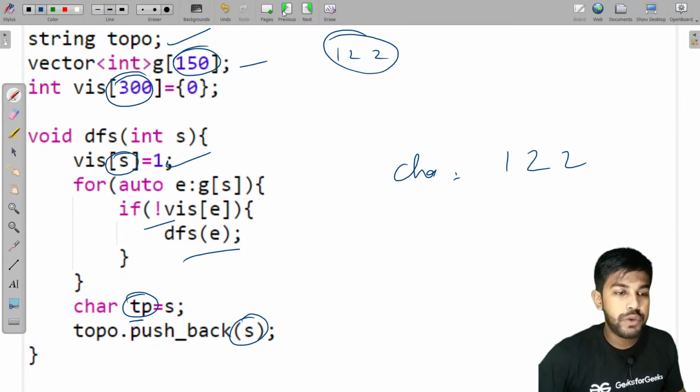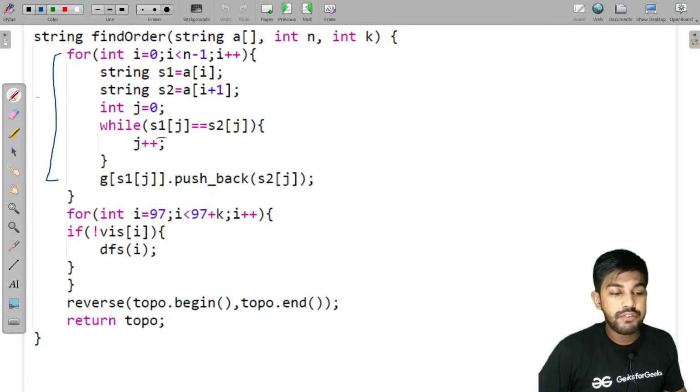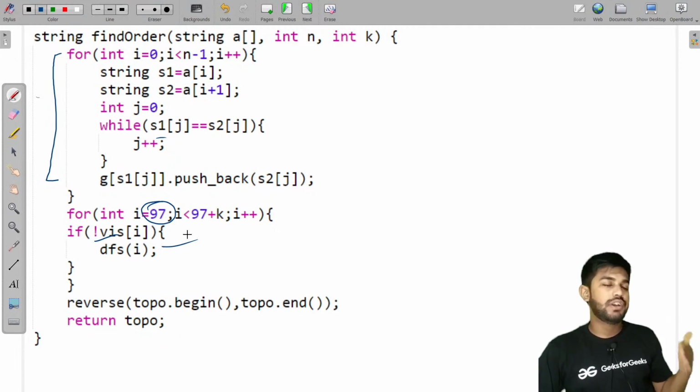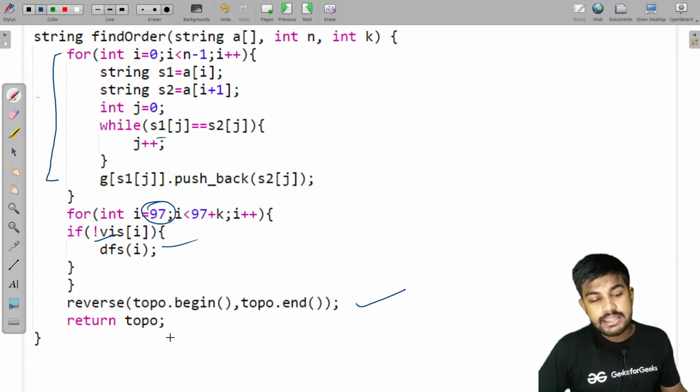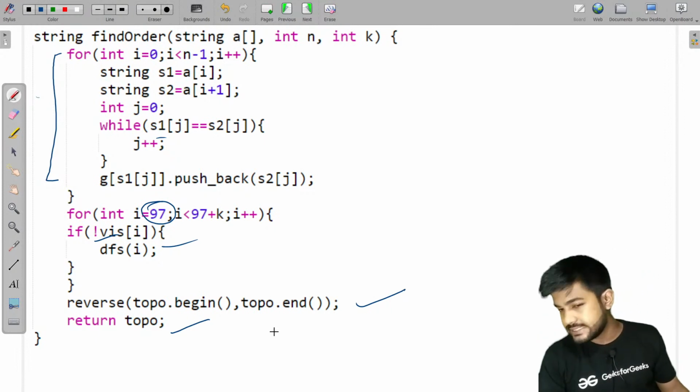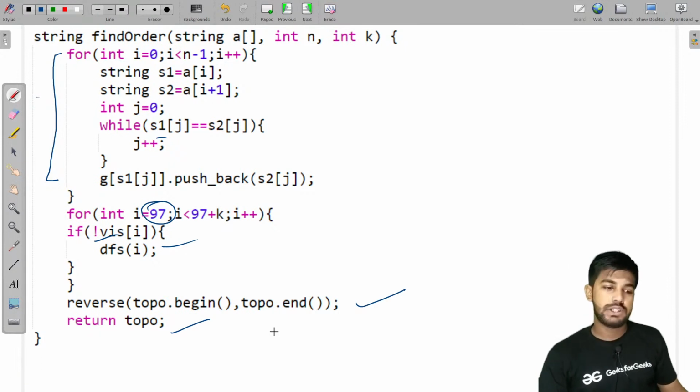Okay, so now we are doing the same thing. We have been given the characters, so we are visiting every character. If that is not visited, we are visiting it, and now we would have a reverse ordering of the topological sort. So we are reversing it and then returning it. Okay, now we are wasting some space here. It is negligible, but we are wasting it.